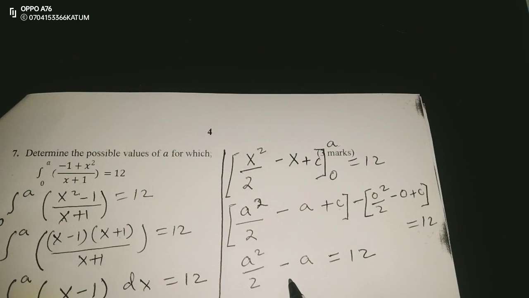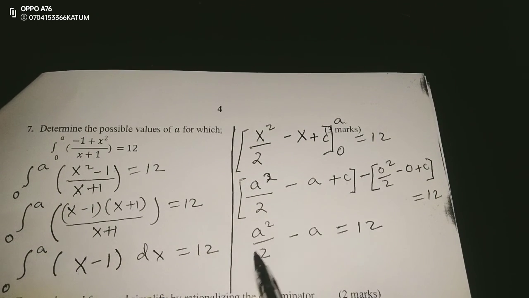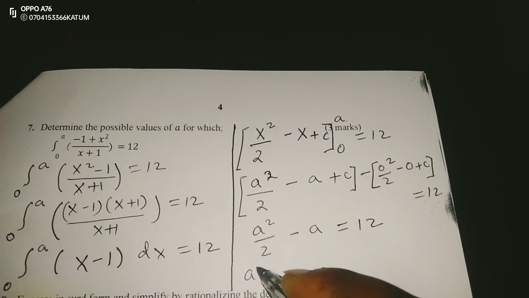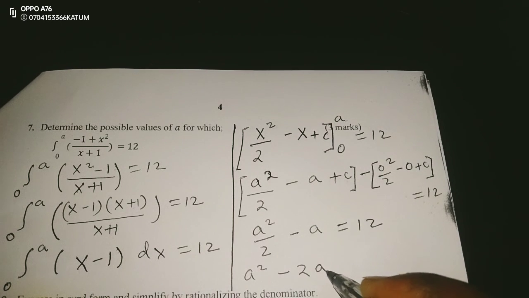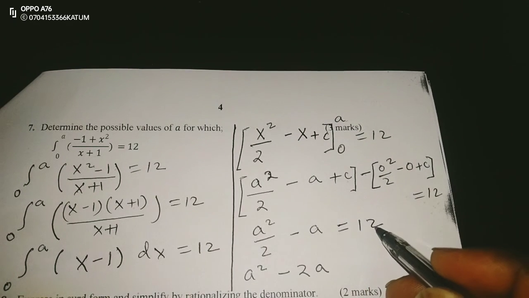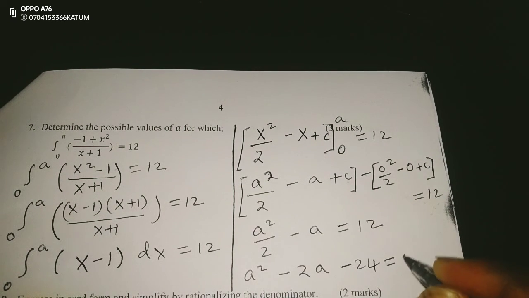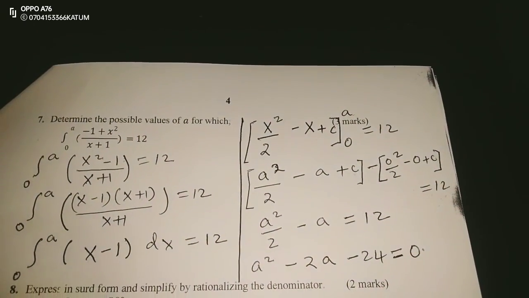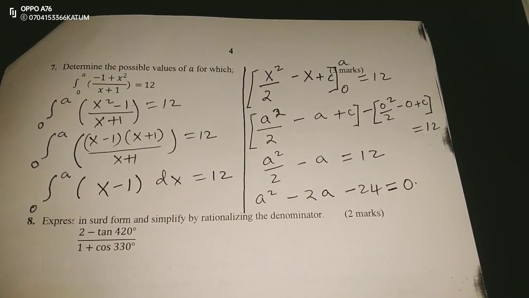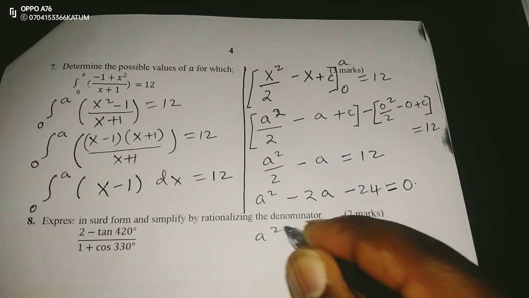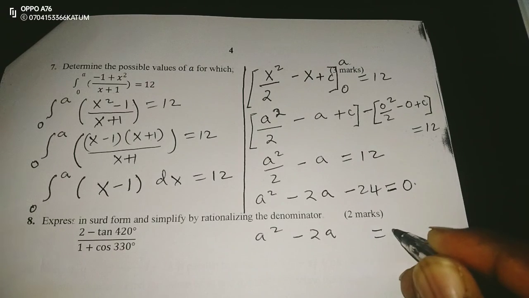So we can multiply through by 2, so that we have a squared minus 2a. We will have 24 here, and we can have it subtracted here, equals to 0. Therefore, because we are finding possible values of a, it means we are going to solve this quadratic equation. Actually, we could have solved it when we had a squared minus 2a equals to 24.